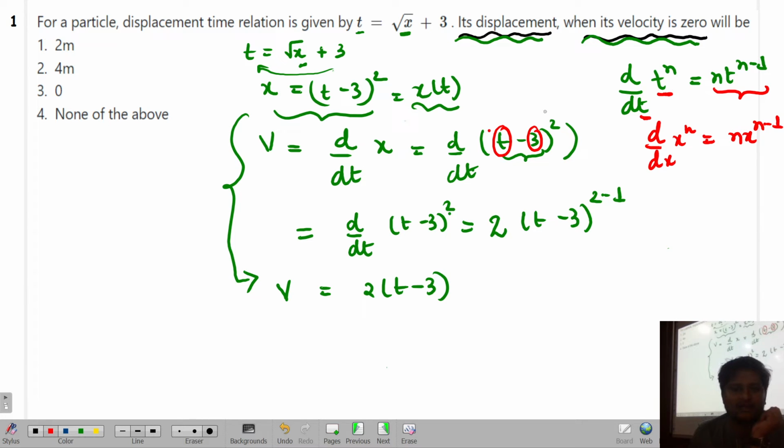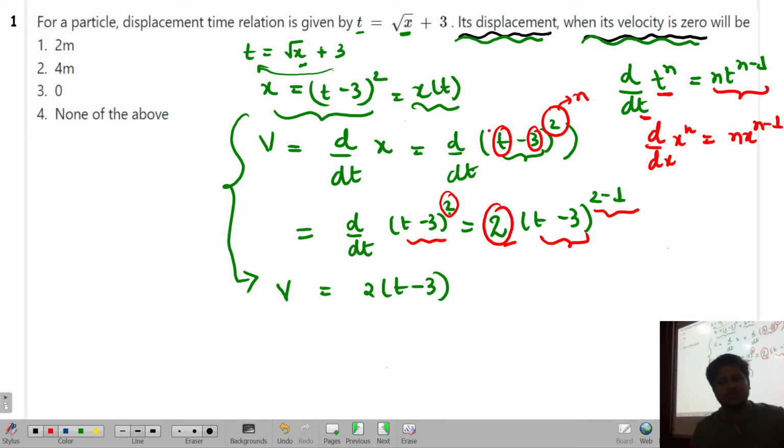I can apply this direct formula. n value is how much? It is equal to 2. So n times the quantity to the power of n minus 1. So I got the resolution as d by dt of (t minus 3) whole square: n, which is 2, times (t minus 3) to the power of 2 minus 1. Understood or not?